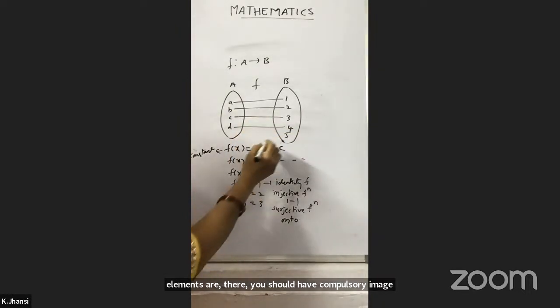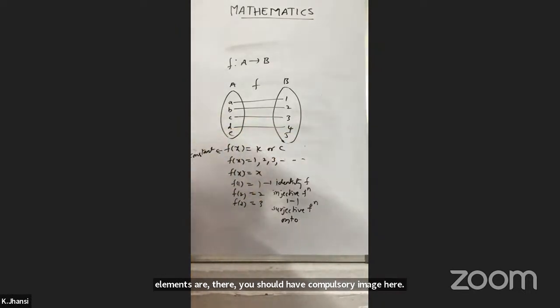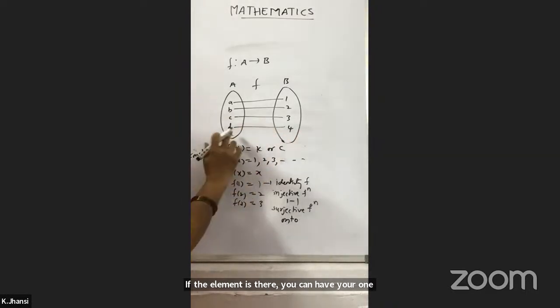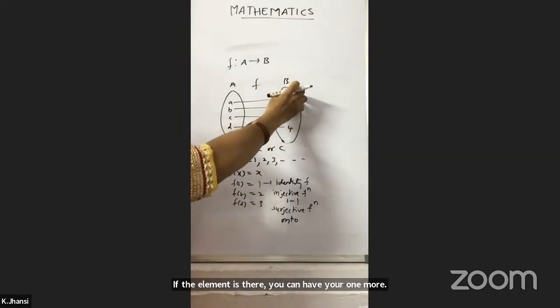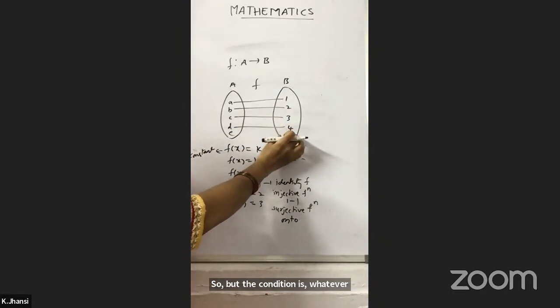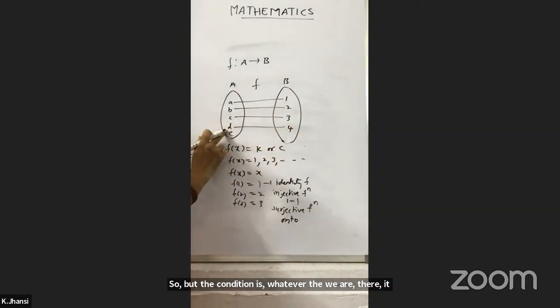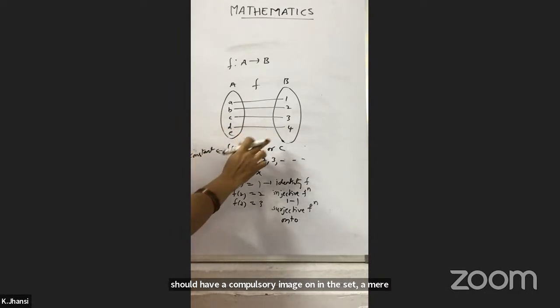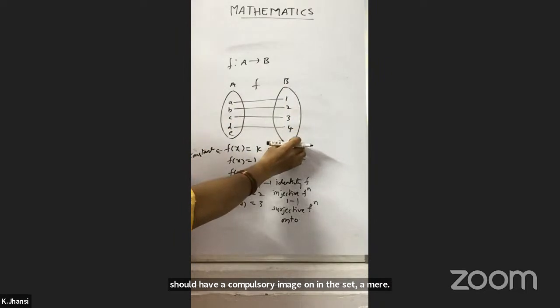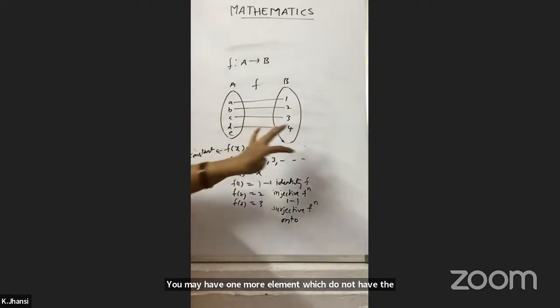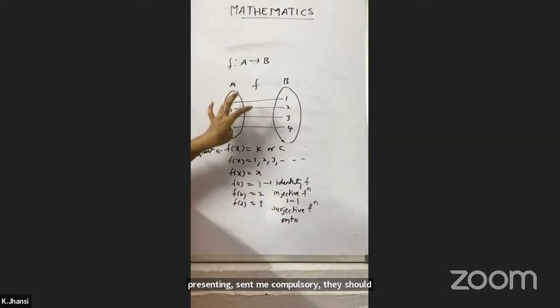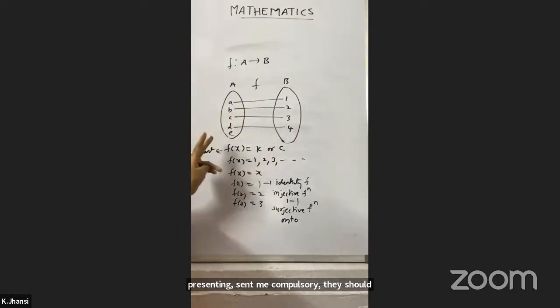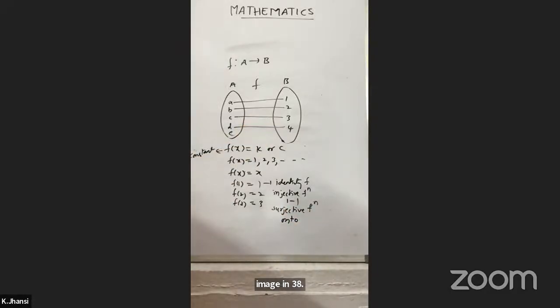Surjective function means onto means here whatever the elements are there, you should have compulsory image here. If fifth element is there, you can have here one more element. But the condition is whatever the elements in set B are there, it should have compulsory image in the set A. Here you may have one more element which do not have the image. Onto means whatever the elements are present in set B, compulsory they should have the image in set A. Okay, so you can take it as a surjective function. It is called as onto function.